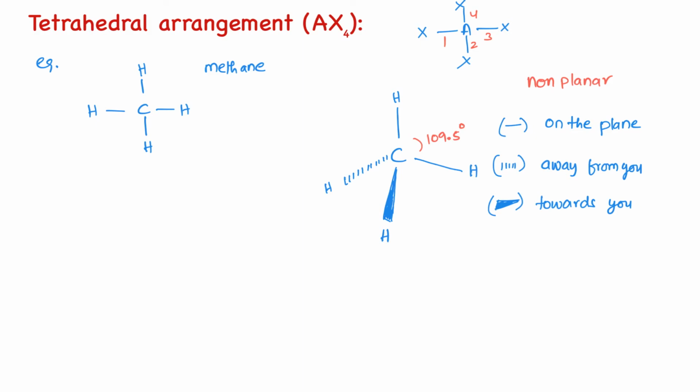A few more examples of molecules of type AX4 include SiCl4, sulfate ion, which is SO4 2-, and ClO4- ion. The next type of molecule is of AX3E. That is, the central atom has 4 valence shell electron pairs around it. 3 of them are bond pairs and 1 of them is a lone pair. An example of such molecule is ammonia, NH3.